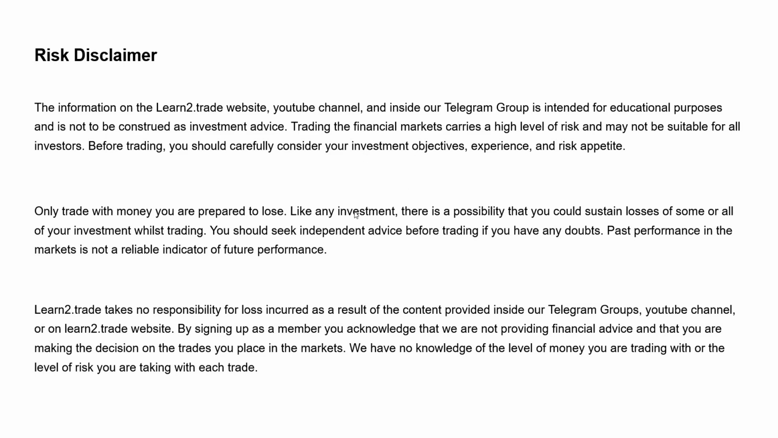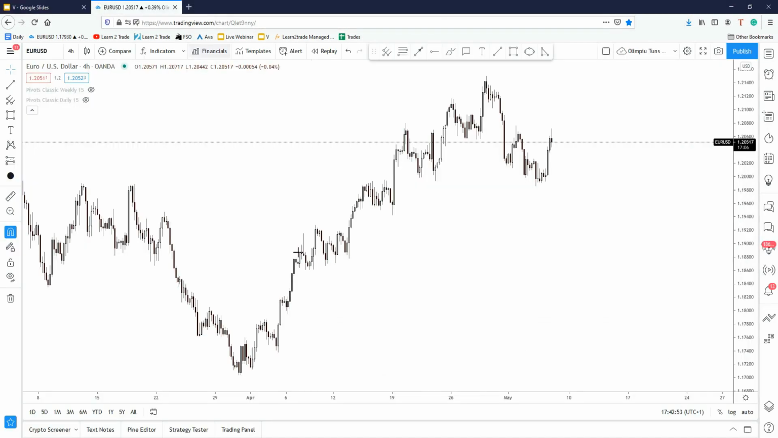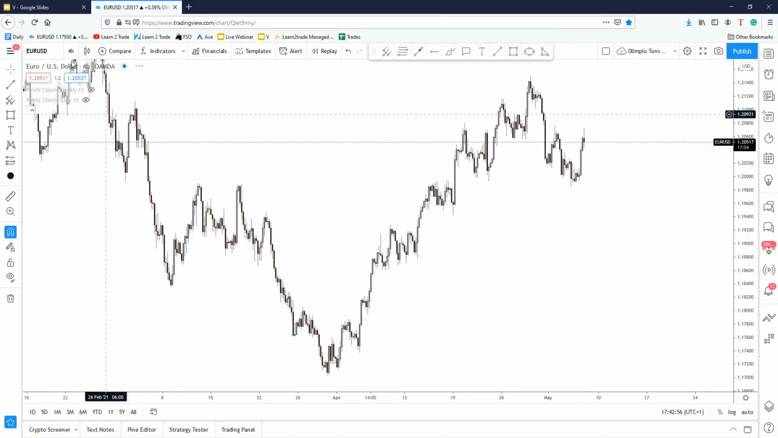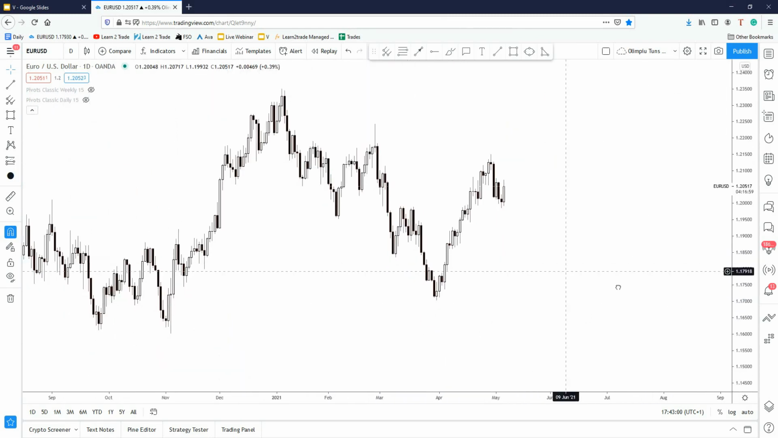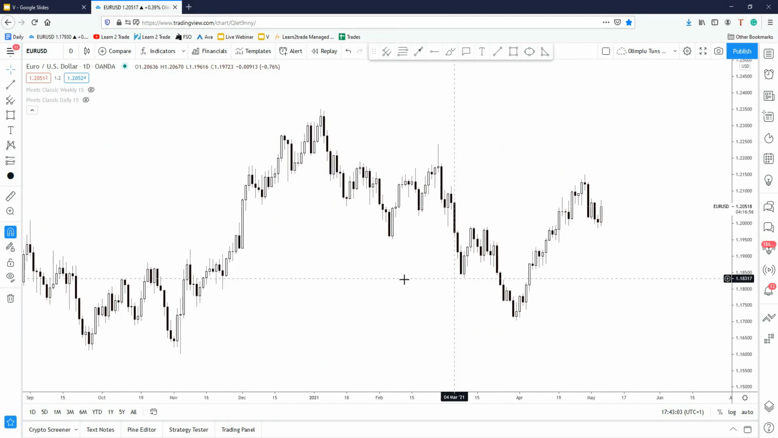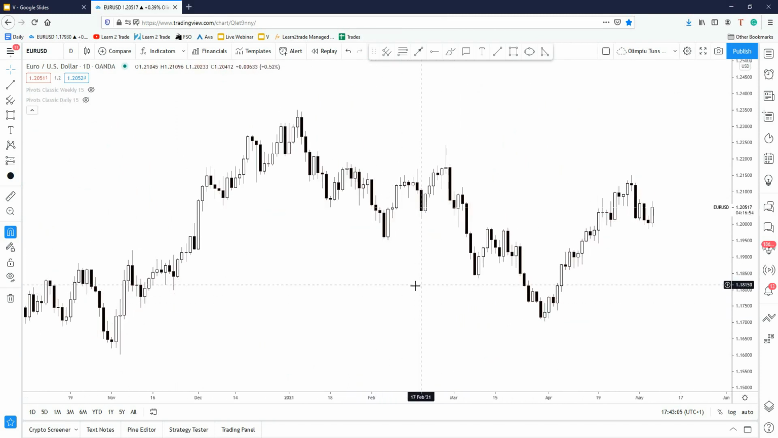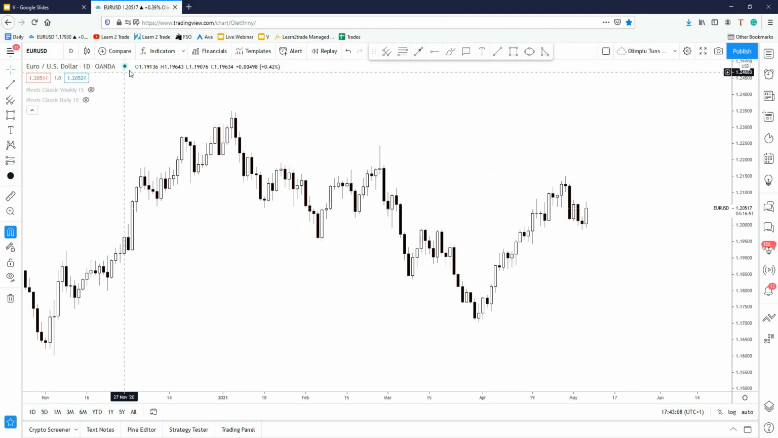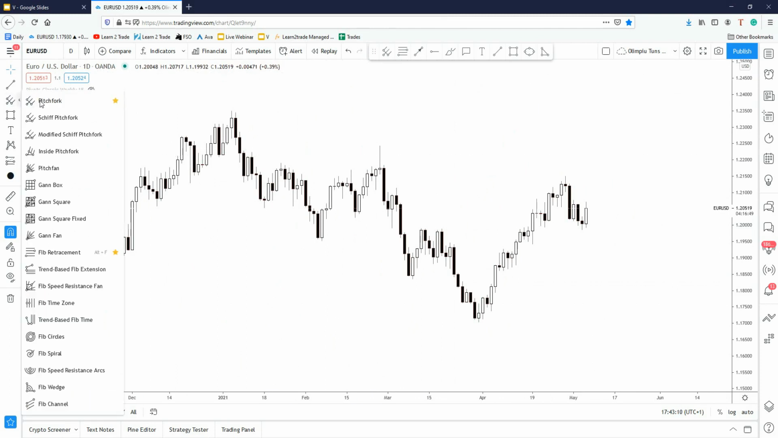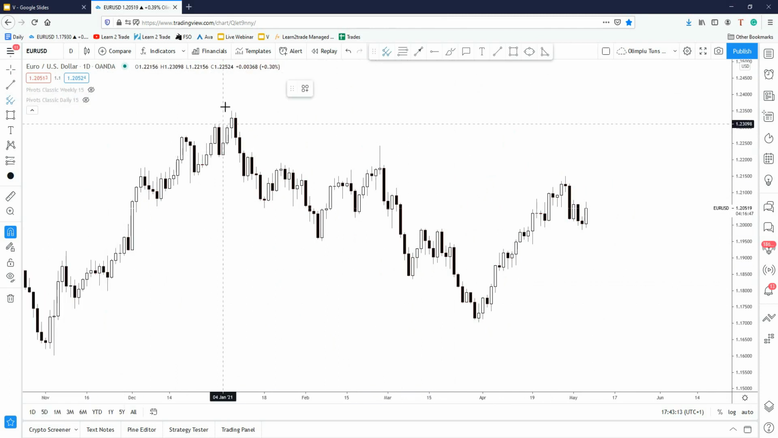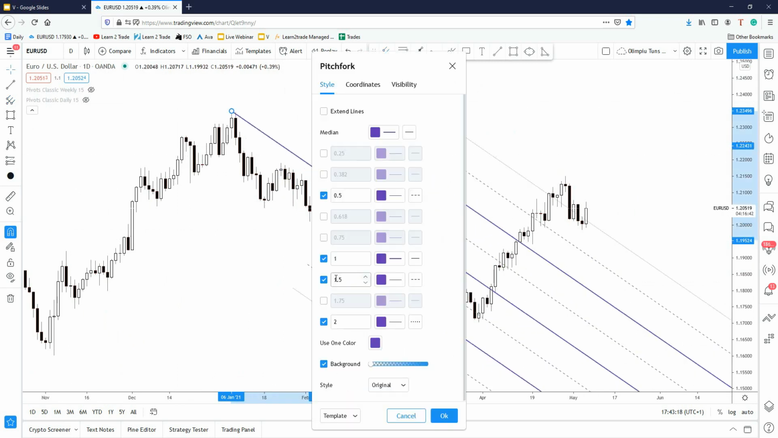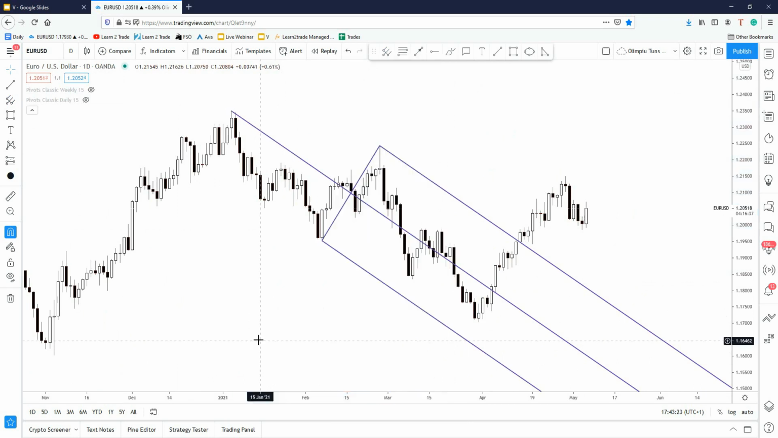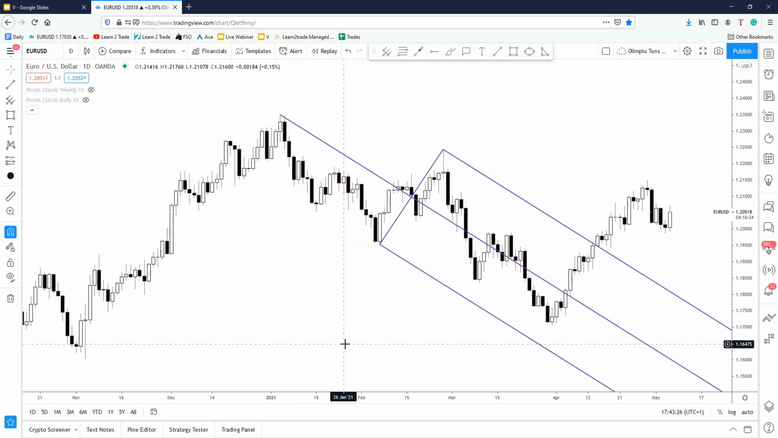Thank you guys. So let's take a look here on the daily chart on the euro versus the US dollar live. Here we have a live trading chart, and let's use the Pitchfork trading tool. You will find it here in TradingView or also in MetaTrader 4 and MetaTrader 5.